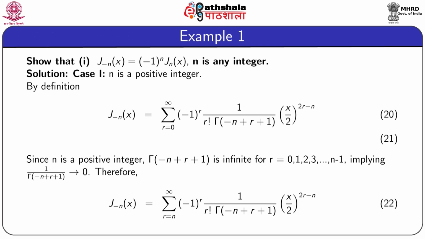Since n is a positive integer, Gamma(-n + r + 1) is infinite for r equal to 0, 1, 2, 3, ..., n - 1, implying 1 by Gamma(-n + r + 1) tends to 0. Therefore, we get J_{-n}(x) is equal to summation r equal to n to infinity (-1)^r 1 by r factorial Gamma(-n + r + 1)... (x/2)^(2r - n).